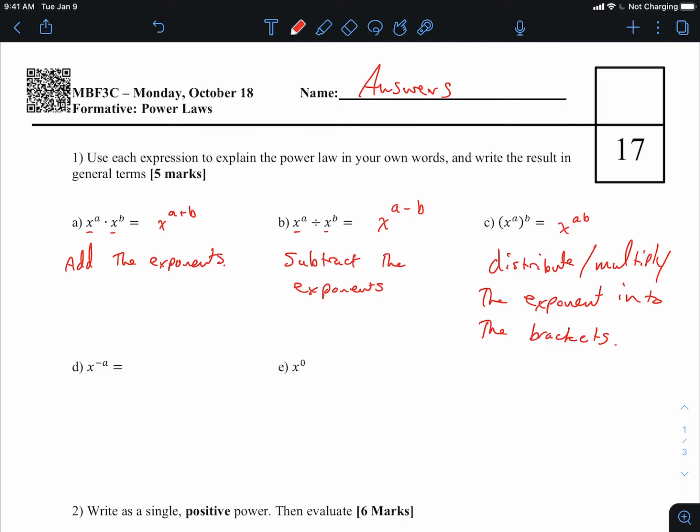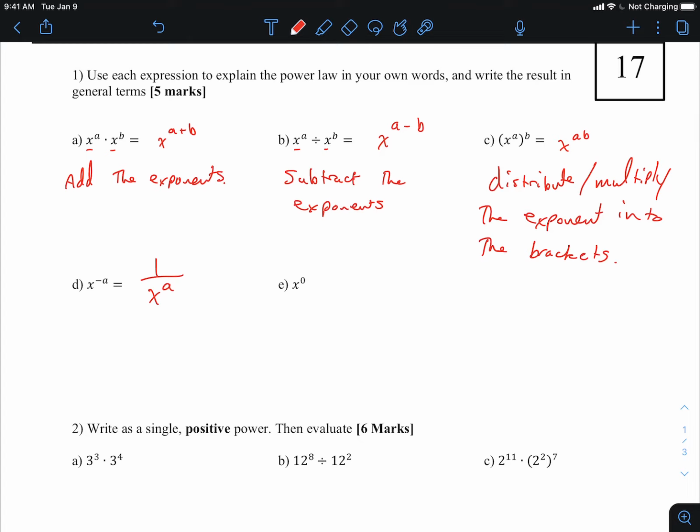You're okay? So now for D, if I have a negative exponent, we write it like this: x to the power of positive a, and we have to go 1 over. So we call this the reciprocal, or what Jacob likes to call flip.